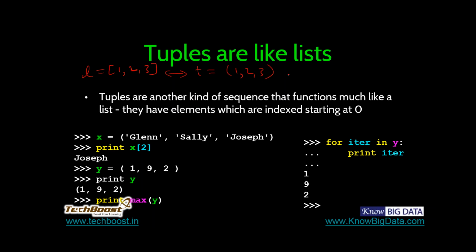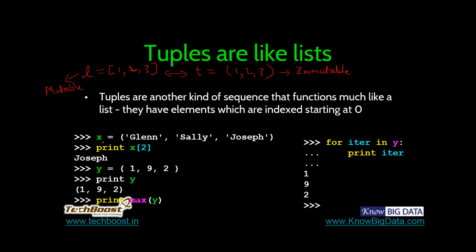The main difference being that tuple is immutable. Tuple is immutable, whereas list is mutable. That is, we can change items in the list, we can update the list, we can remove the elements from the list, but we cannot do so in tuple. Okay, so we'll see how we cannot do.